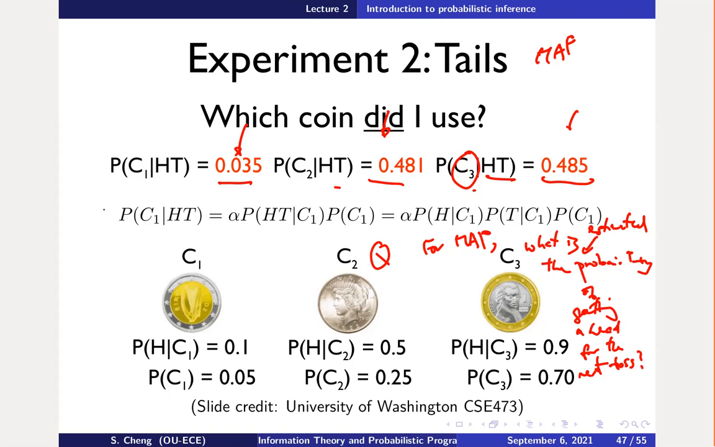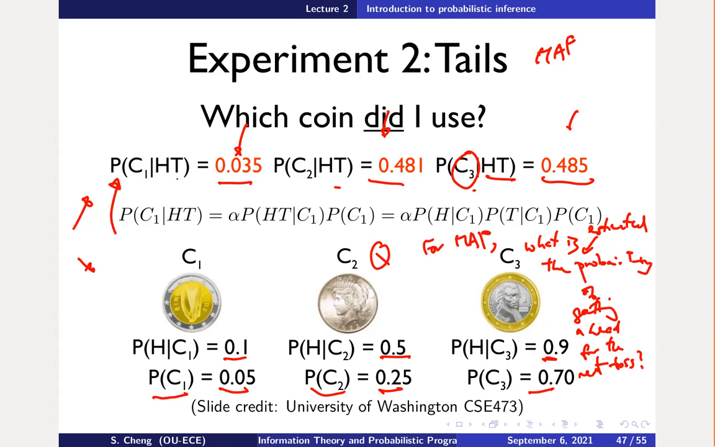So given the numbers showing on this line here, the setup is that I have the prior: probability of C1 is 0.05, probability of C2 is 0.25, and probability of C3 is 0.7. Also for the first column, the probability of head given C1 is 0.1, for C2 the probability of head is 0.5, and for C3 the probability of head is 0.9. And this is even computed for you here, C1 HT and so on.